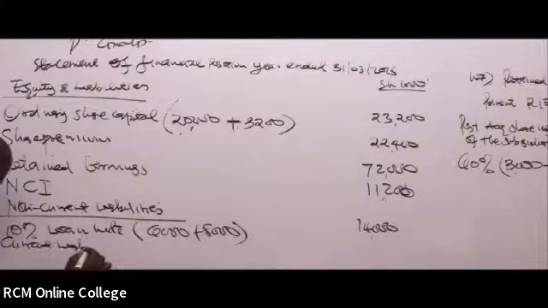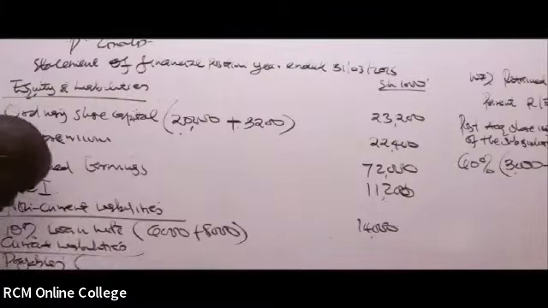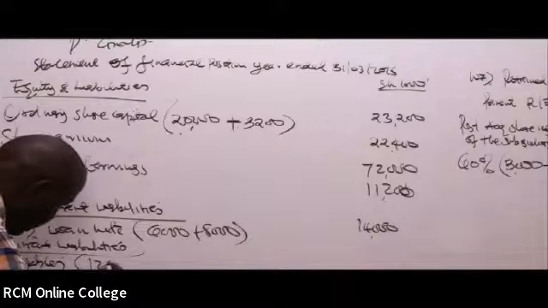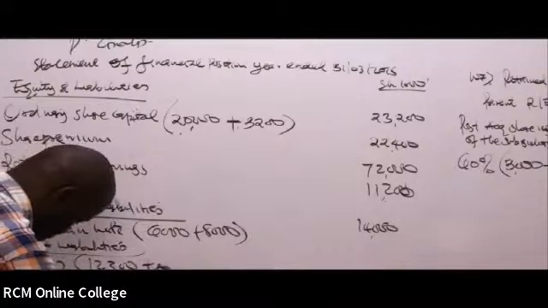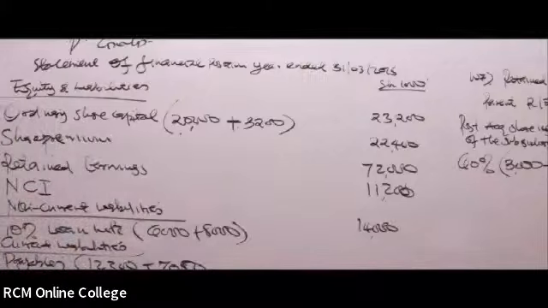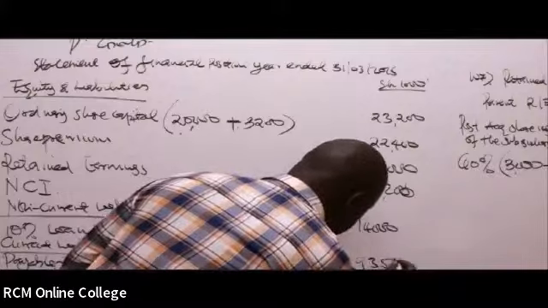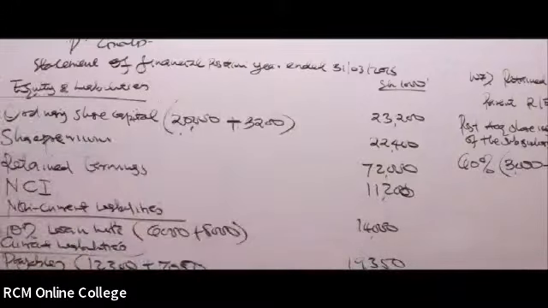For the current liabilities, we have 2 items. We have payables. Payables are just the way they are. Remember, we won't adjust them with that cash in transit. They'll just remain the way they are. It is 12,300,000 plus 7,050,000. You'll get 19,350,000.